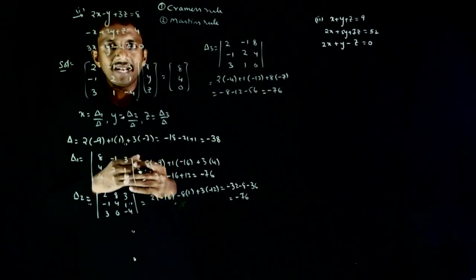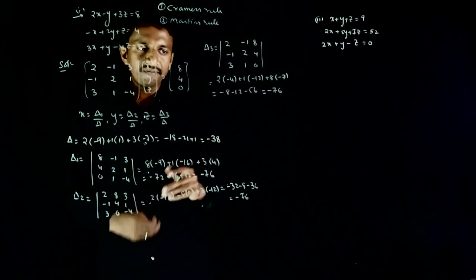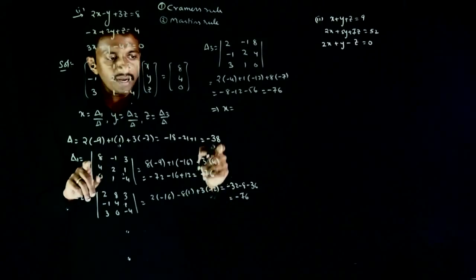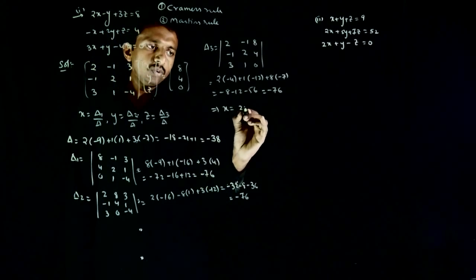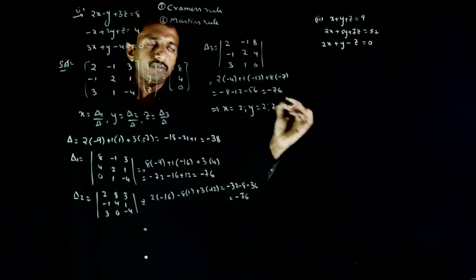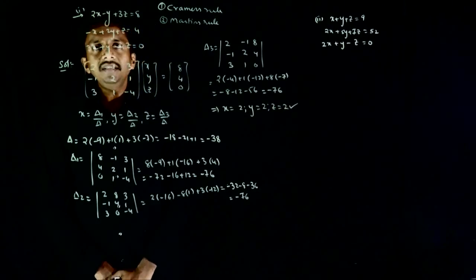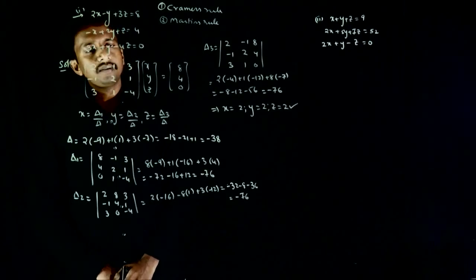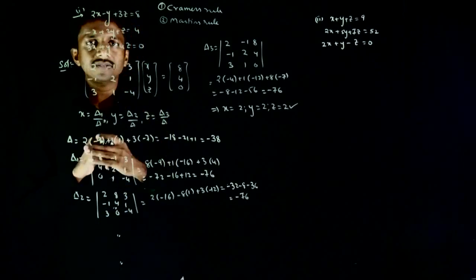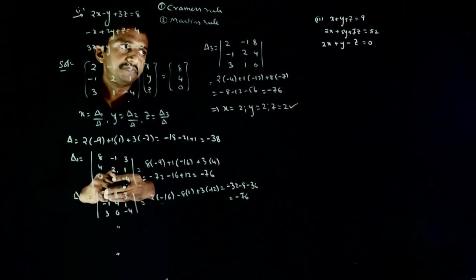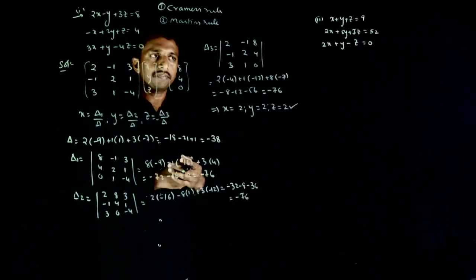So आप delta 1 delta 2 delta 3 find कर लिया. Simple as x is equal to delta 1 by delta, which is 2, y is also equal to 2, z is also equal to 2. So these are the values of my xyz. So I have solved this simultaneous equations using Cramer's rule. So let us go to the next question.